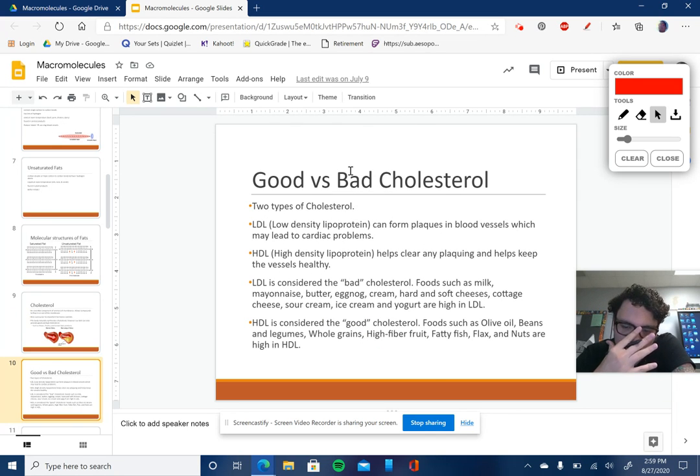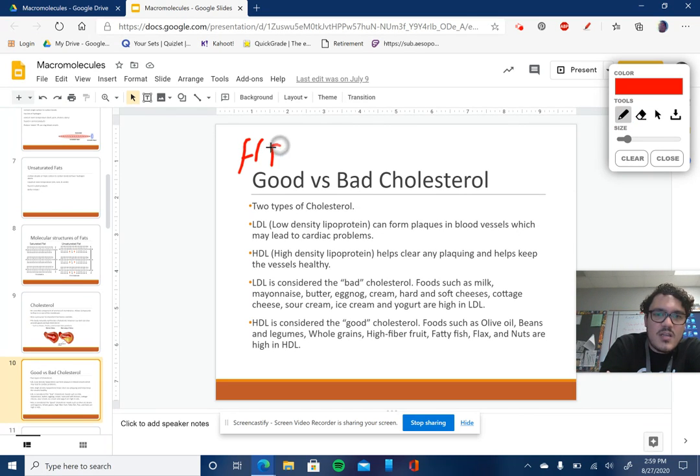So first of all, two types of cholesterol, LDL and HDL. The good cholesterol, I'm going to go ahead and write this down for us, is HDL. The bad cholesterol is LDL.